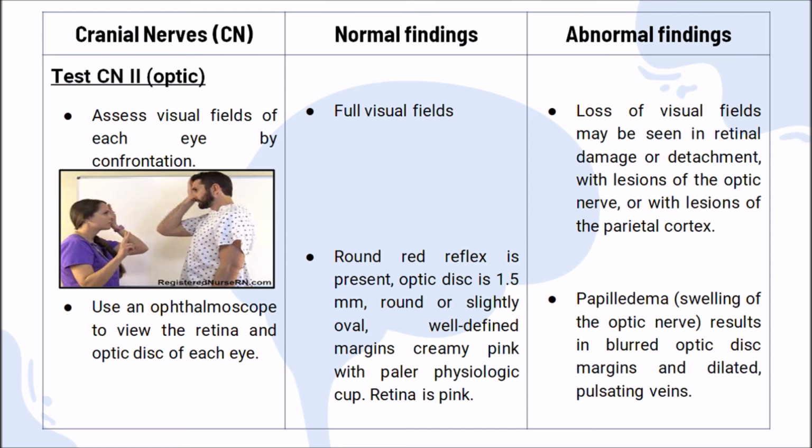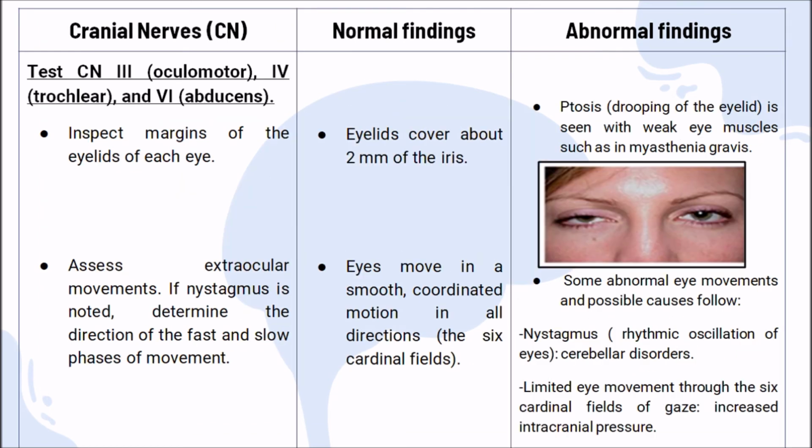and dilated, then pulsating veins. Test for cranial nerve number 3, oculomotor, cranial nerve number 4, trochlear, and cranial nerve number 6, abducens. First instruction: inspect margins of the eyelids of each eye.